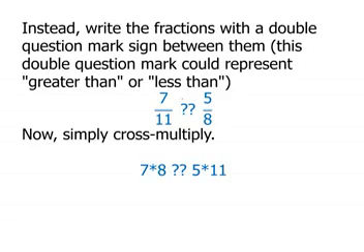So we just cross multiply. We get 7 times 8 and 5 times 11, so that's 56 on the left and 55 on the right. Well, now we know 56 is bigger than 55. We did nothing to change the direction of the inequality. So, in fact, 7/11 is bigger than 5/8. And we found this with cross multiplication.